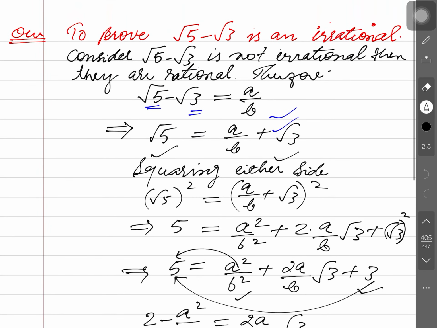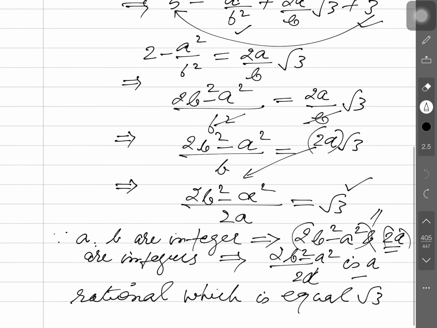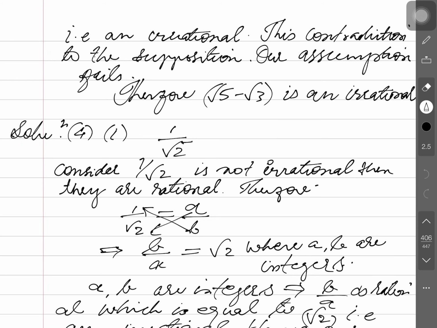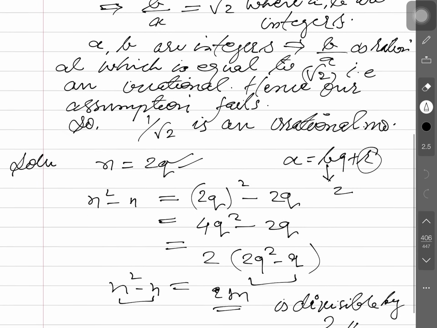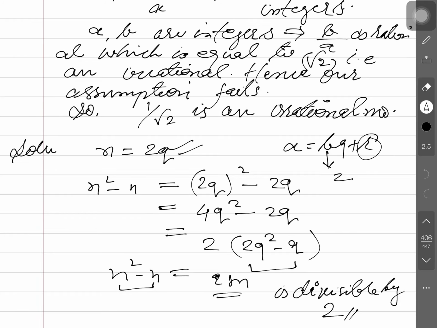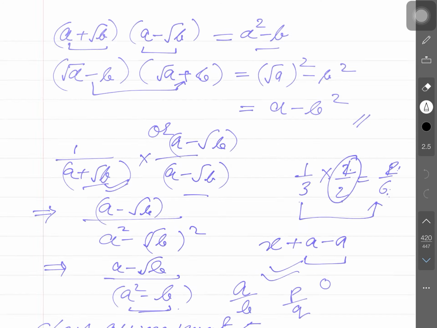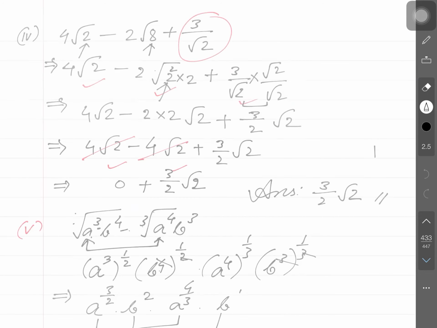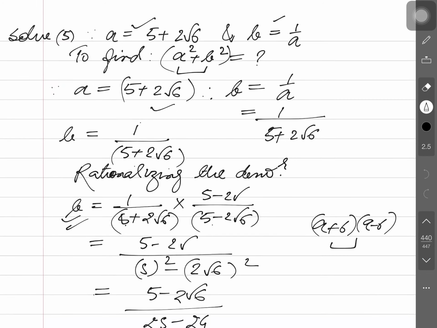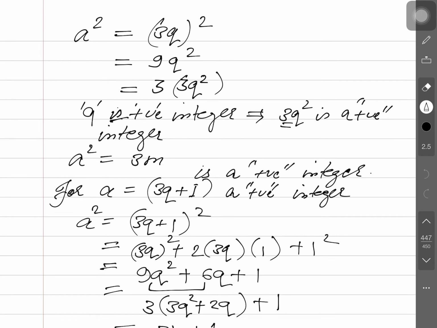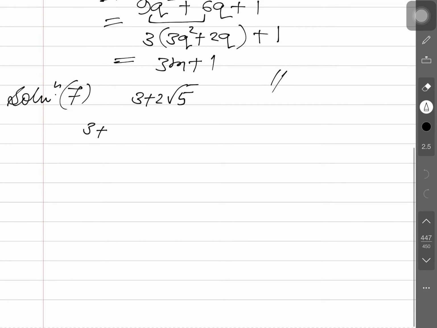To prove root 5 minus root 3 is irrational, the same here: consider root 5 minus root 3 is not irrational, then it is rational, so it can be written in the form of a by b, and further it is done like this. You may see the next question is also the same way. If I can't solve it, then I will tell you this question again. The main thing is to write down the solutions, so write the whole statement here.